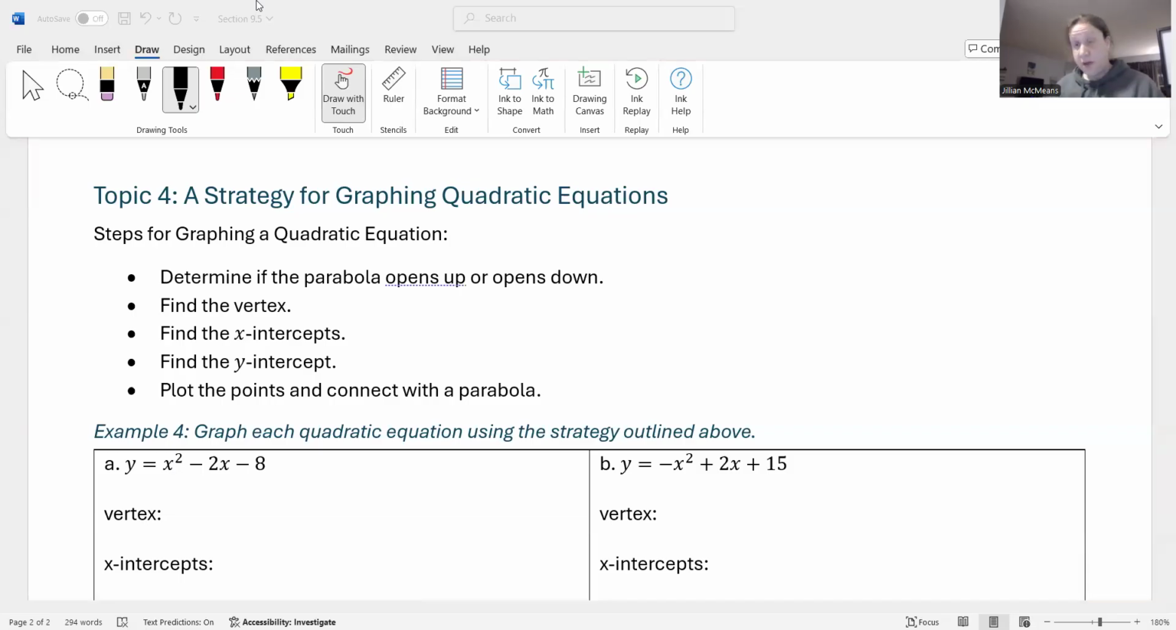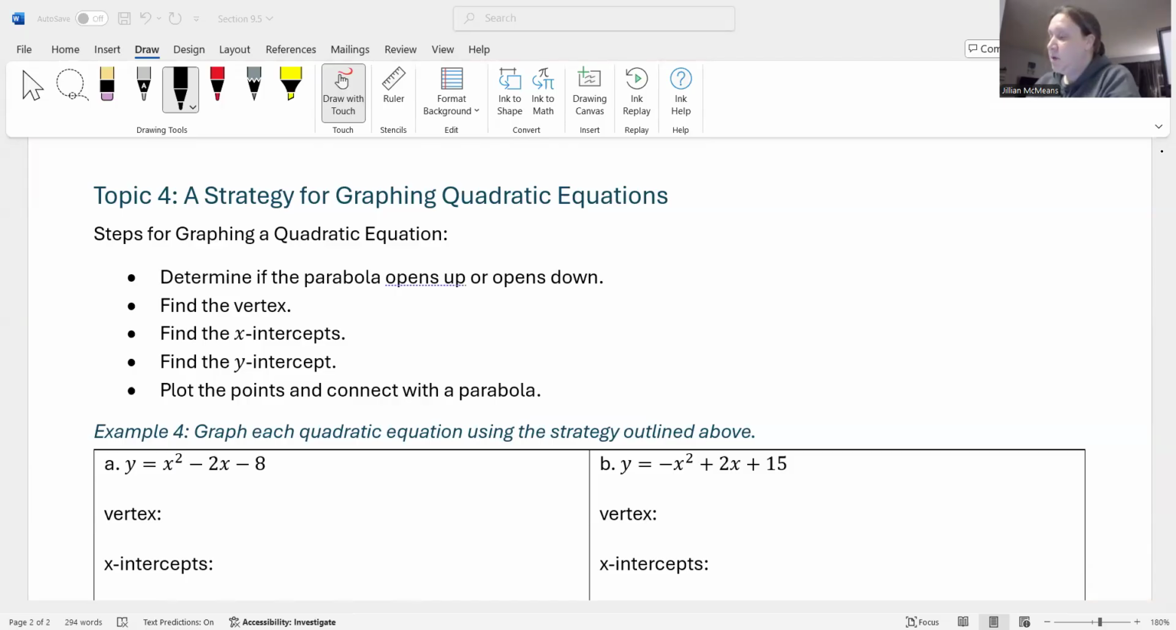So for topic 4, we're going to take everything we've learned so far about graphing quadratics and put it all together, okay? So really quick, just as a gentle reminder, we're going to look at a general strategy or basic steps that we can take to solve quadratic equations.